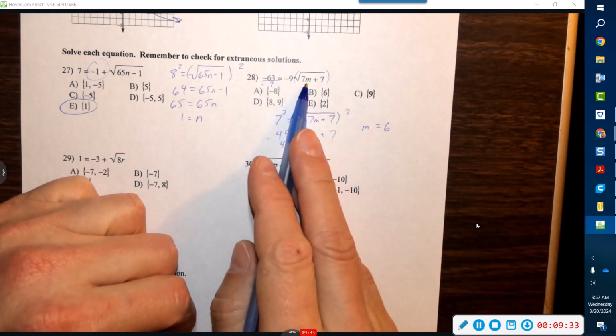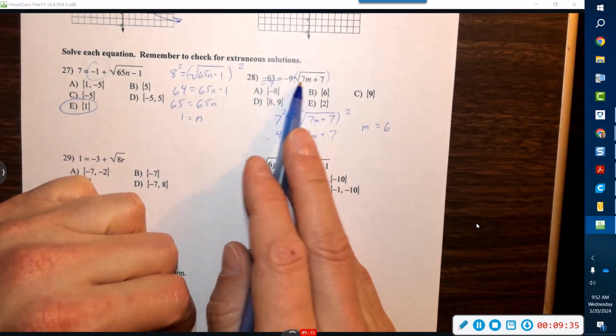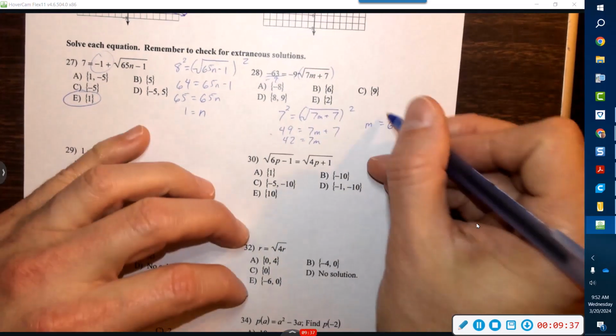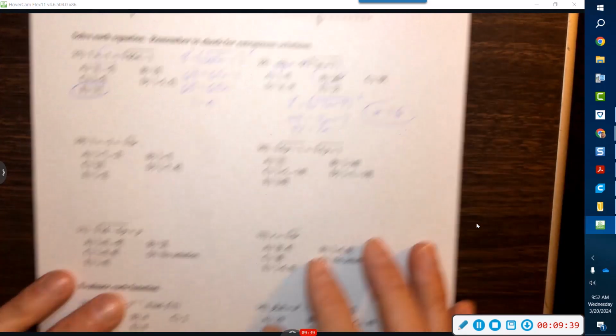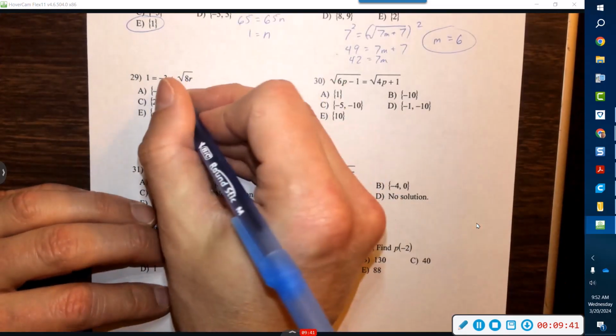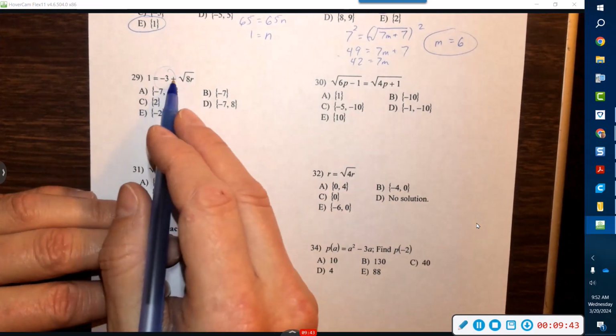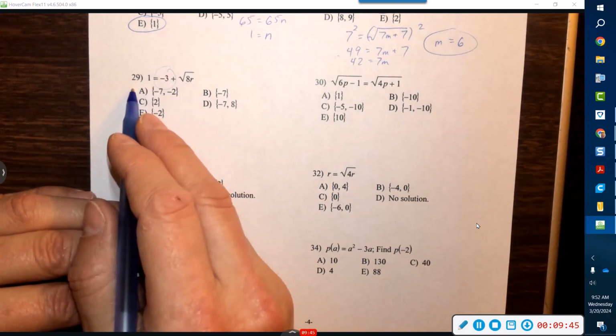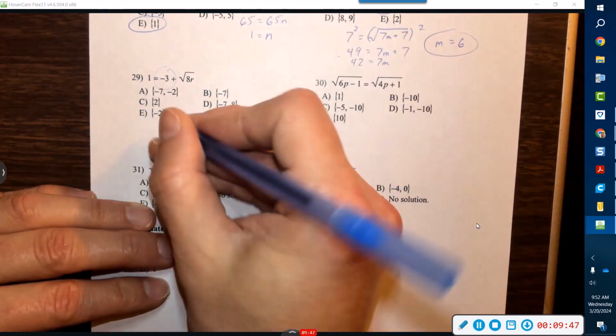So let's make sure that we don't get the square root of a negative number here. 6 times 7 is 42 plus 7, that is 49, correct. So answer is B. Okay, we've got to get rid of this 3 here. It is attached by addition, so we will subtract it. Subtracting a negative number makes it positive.